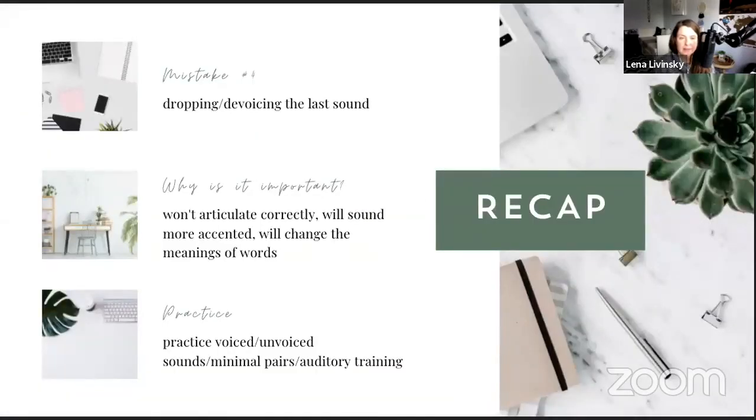So here's a little recap of what we talked about today. Mistake number 4 is dropping the last sound in a word and devoicing the last sound. Why is it important? You want to articulate your words correctly. If you are dropping or devoicing, you will sound more accented and you will change the meaning of the words that you're saying. So practice the voiced and unvoiced sounds, minimal pairs, and auditory training, meaning pay attention when you are listening to people talk and when you are practicing. So you're understanding and sending the right messages to your brain, right? If you don't understand it, how can you correct it?